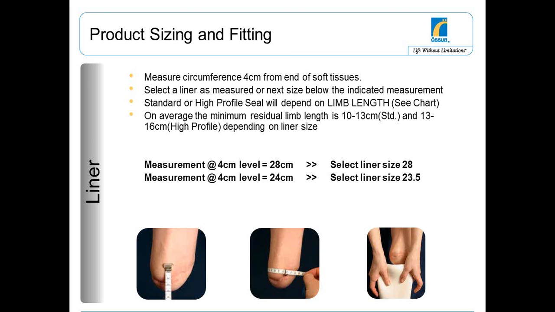It's no different. You do have the choice of a standard or a high-profile seal, so different seal heights, and that depends completely upon limb length, and yes, there is a chart. On the next slide, we're going to go through how that works. That's pretty critical to get right. On average, the minimum residual limb length is about 10 to 13 centimeters for a standard and 13 to 16 for high profile. It really depends somewhat on liner size. That's why we have the chart, and these are just some examples of sizing below.